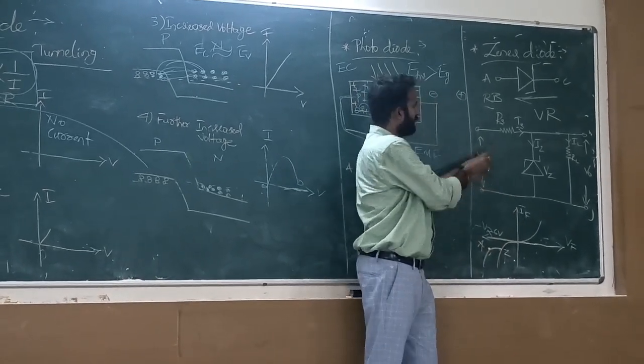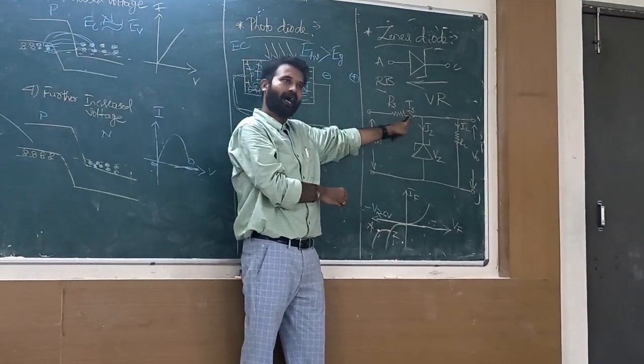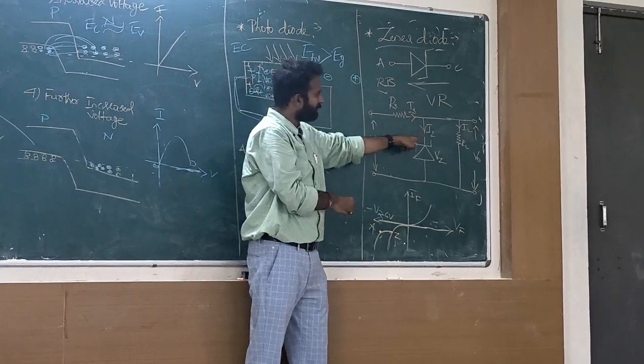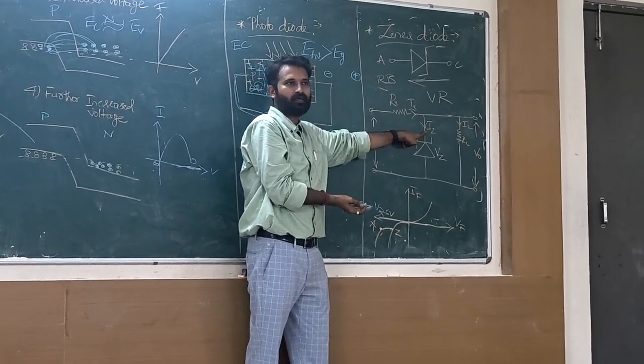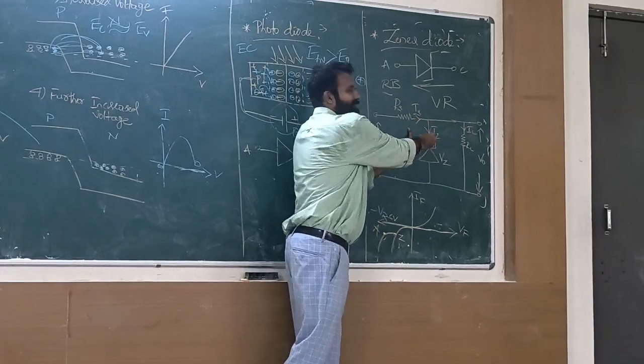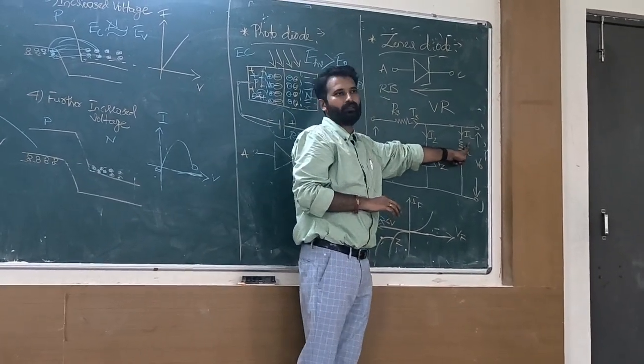If you increase this voltage, this current increases. Which current? IS, which is available across RS. If this current increases, IZ also increases, because the Zener diode is in series with this. IS increases, IZ increases. But nothing happens to the load current.